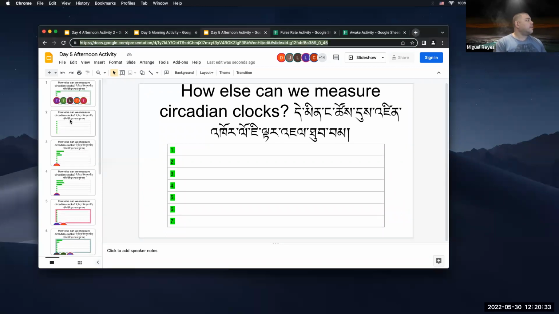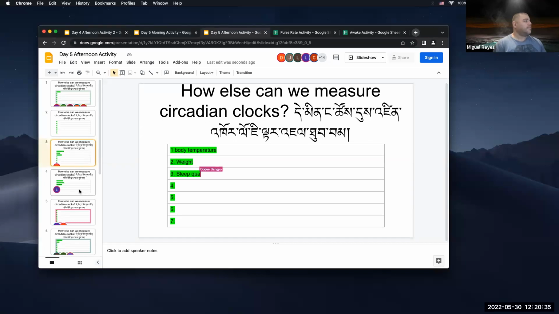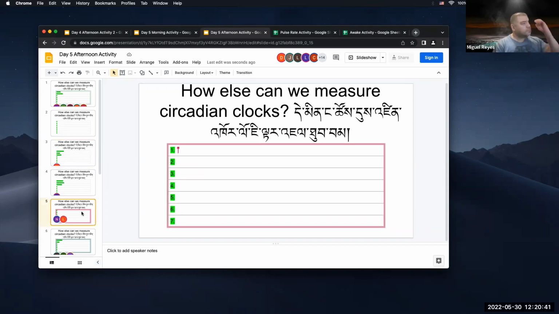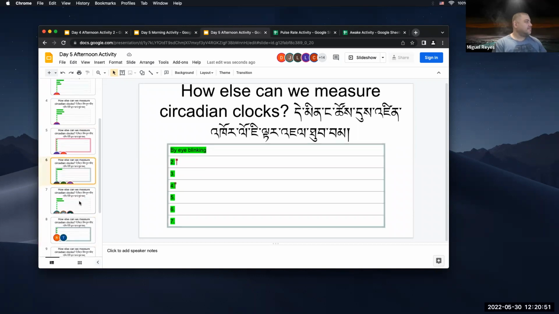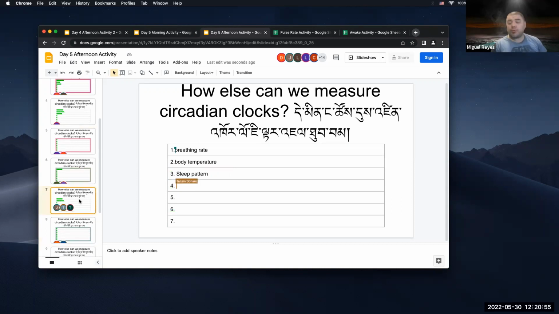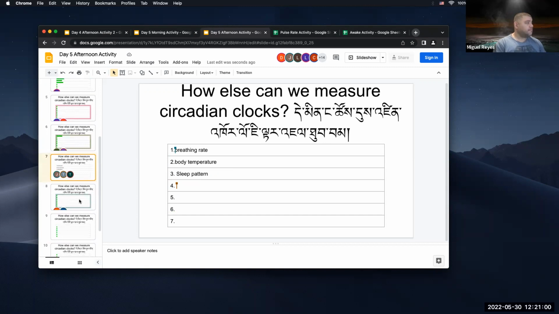So people are responding. Let me see. There we go. Eye blinking. Breathing rate. Breathing rate is very good. Body temperature. They're giving really good suggestions here.